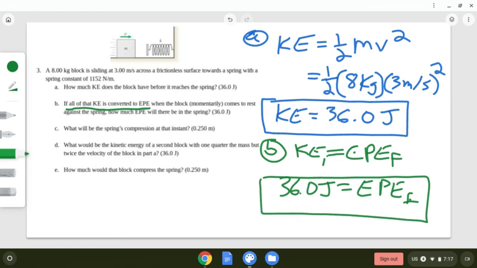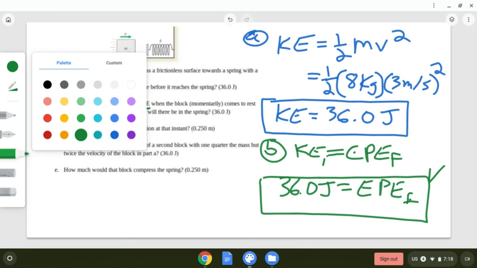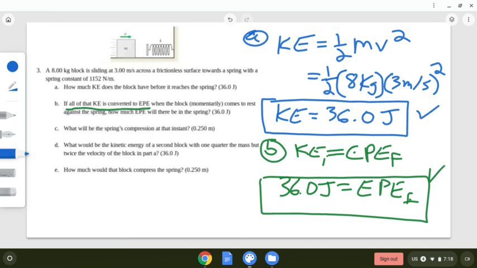So does that make sense? Yeah, we got the right thing. We gave it the right units. So I'm giving it a check. I forgot to give the first one a check. There we go. Now it is a check too.